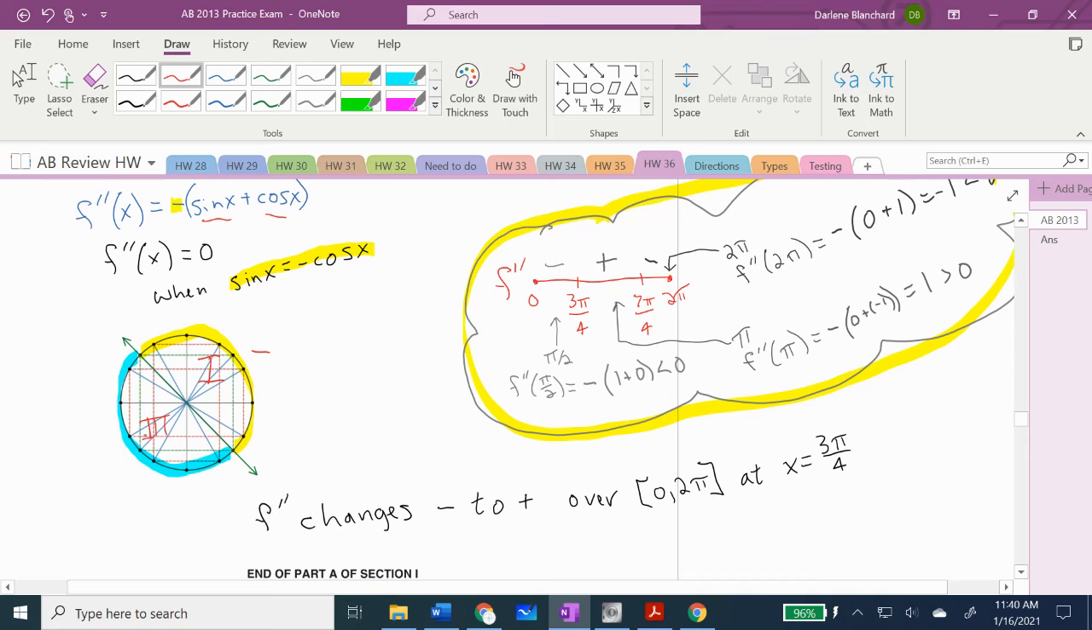And in quadrant 3, sine and cosine are both negative. So if I add two negative numbers and then multiply by negative 1, that's going to be a positive. So I can really quickly see the negative positive issue.